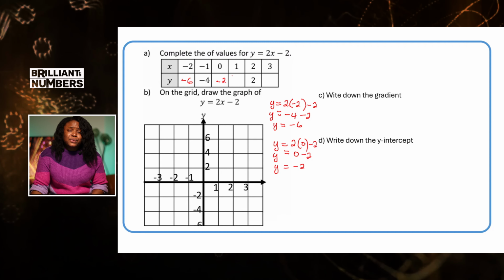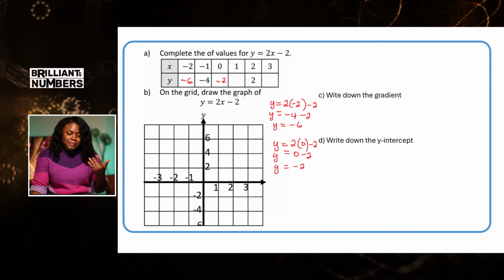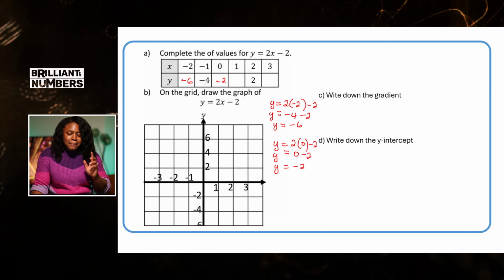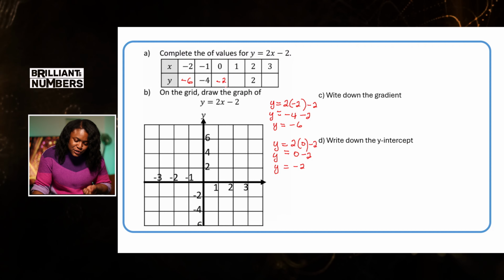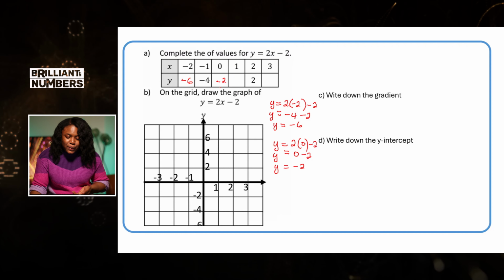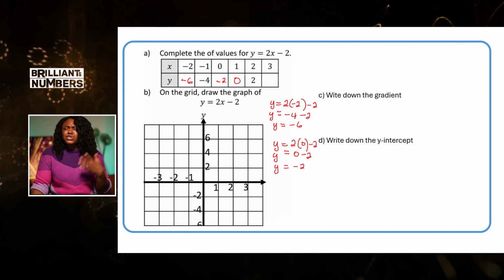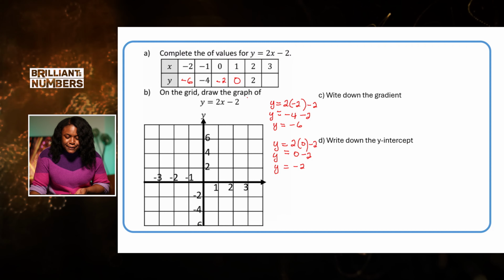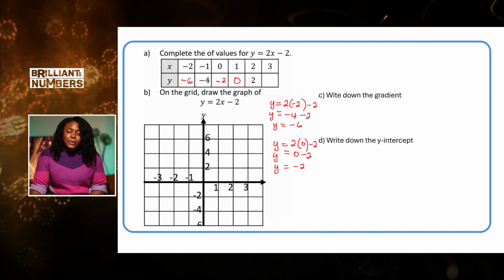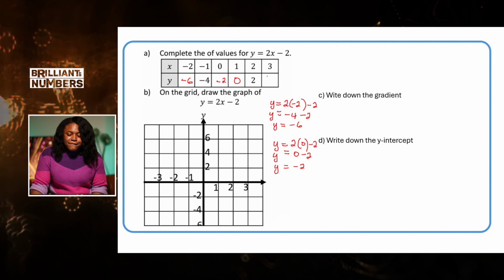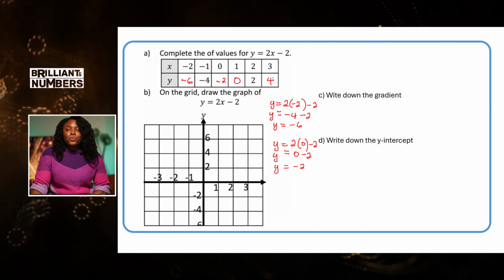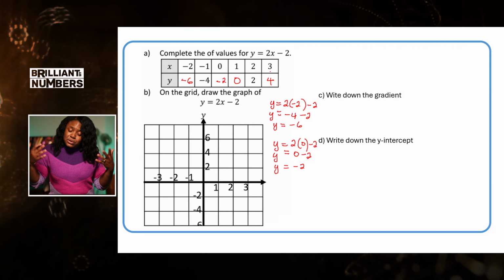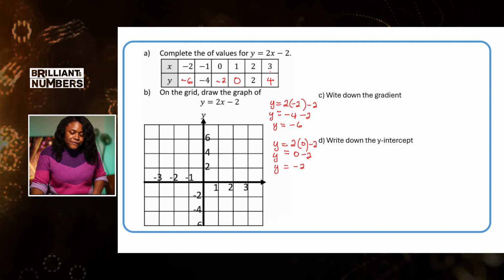Now, when we're doing this table, we can also look for patterns. We can see here we've got -6 and -4, then -2. So clearly we are going to have 0 here. Once you pick the pattern up, then you don't have to always substitute in. Now we can see we're going up by 2. So therefore the other missing value will be 4. So what we need to do now is plot the points on the graph for part B.